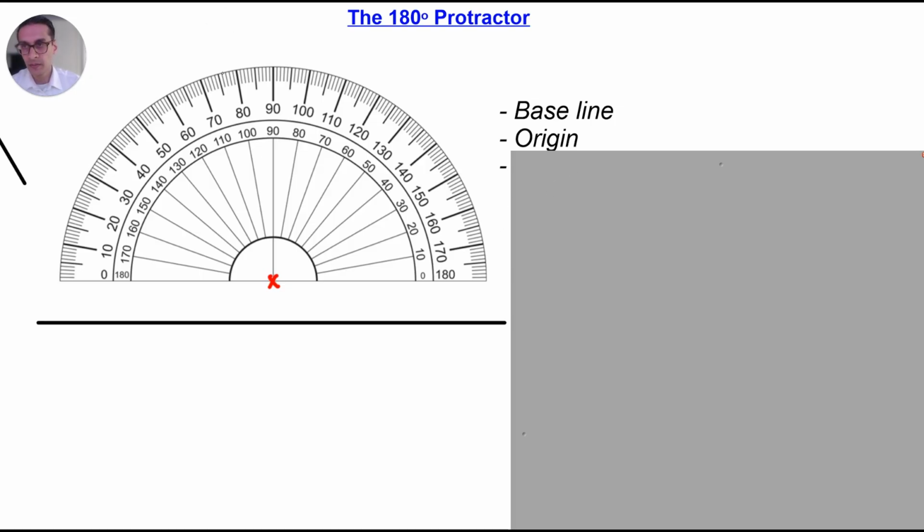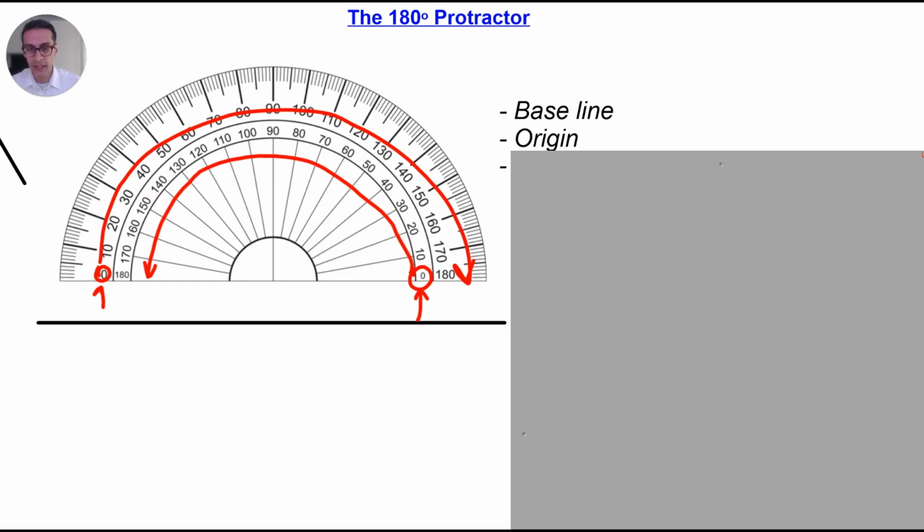And then the main thing you might notice is there's two scales. There's a 0 here and there's a 0 here. There's an outside scale which starts at 0 on this side, and there's an inside scale which is a bit smaller that starts on the right hand side of the origin. And you can see these scales go all the way around up to 180, and then the other scale as well just goes all the way around. So it starts from 0 here and then goes all the way up to 180.